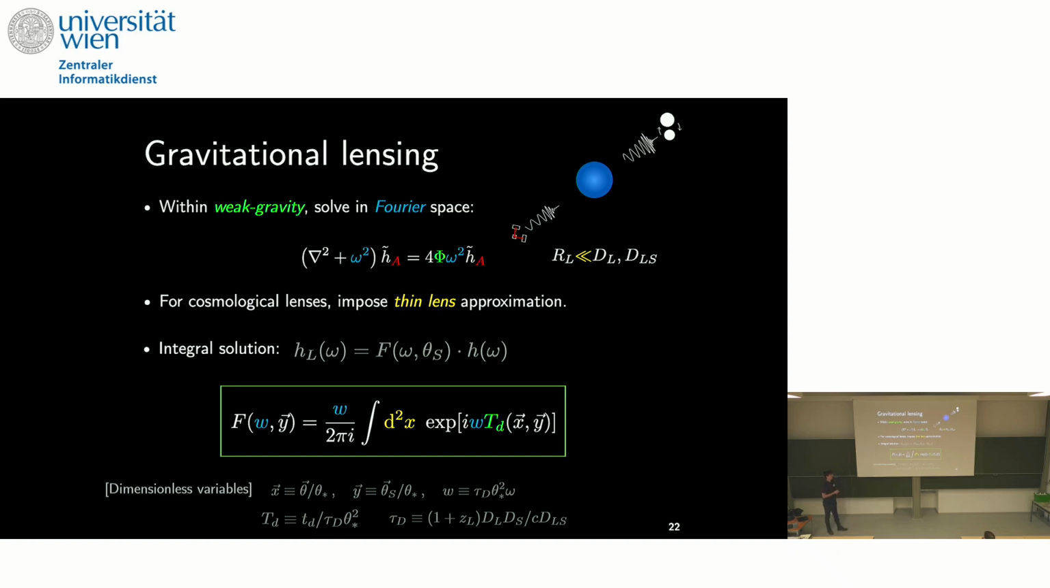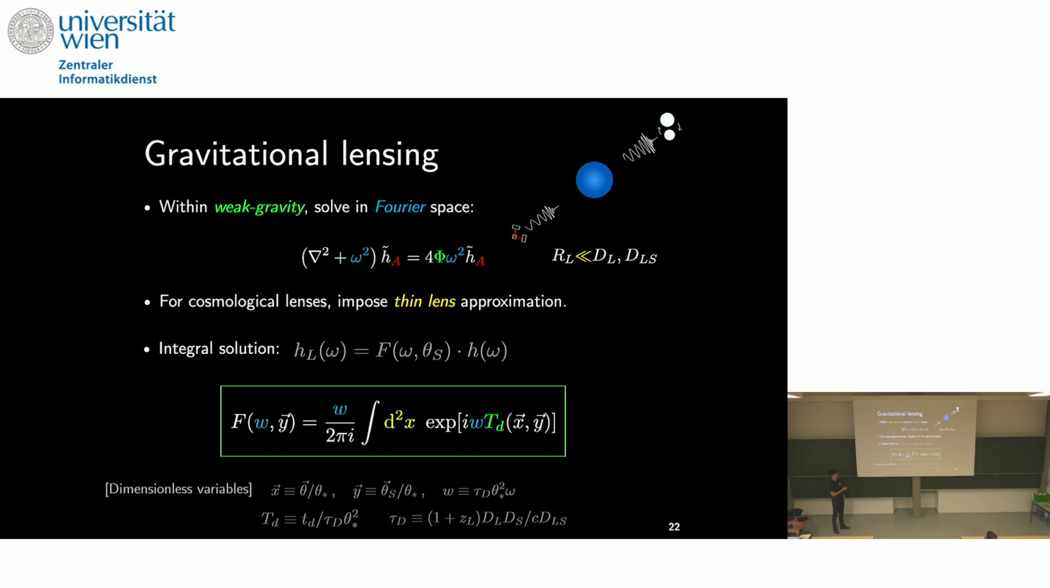So you can take this equation and you can find the solution in its integral form. This is normally done by introducing this amplification factor. So your lensed signal, your solution in frequency domain, I should have put here a tilde, sorry, is going to be your initial signal, your h tilde, times your amplification function. And this amplification function is going to be an integral over this plane, the image plane.